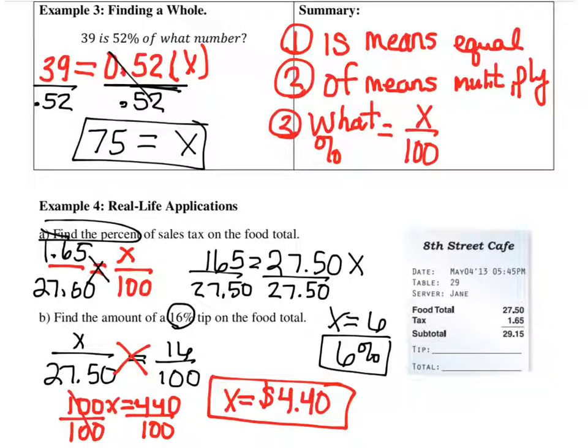Please work through the next part of your packet. You should be completing 1 to 7 on the Now You Try practice equations section.